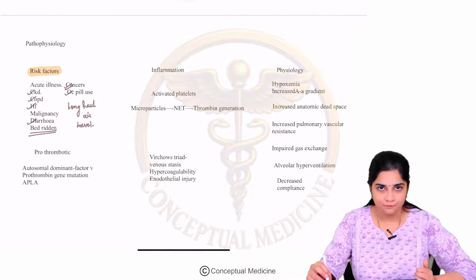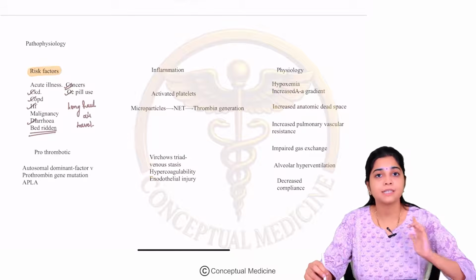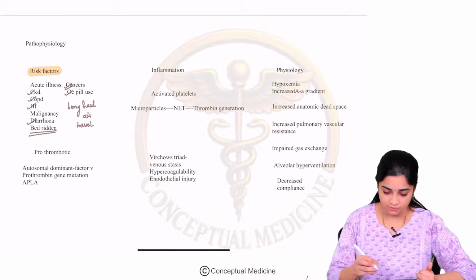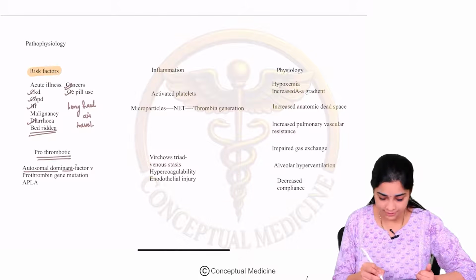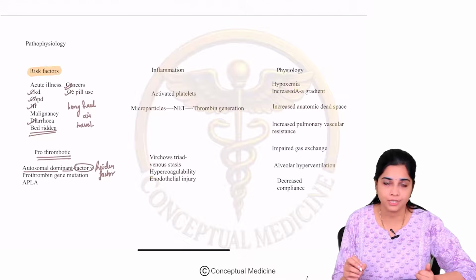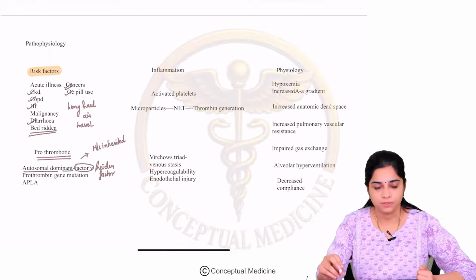Okay, fine. So these are some of the known risk factors. Apart from this, certain genetic predisposing factors can also be present, which include prothrombotic states such as autosomal dominant conditions where there is a factor V Leiden mutation. Factor V Leiden mutation is the most common inherited cause for venous thromboembolism.